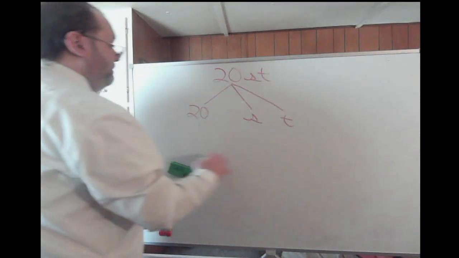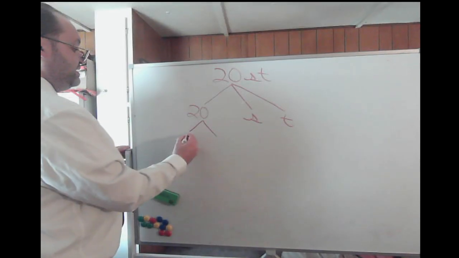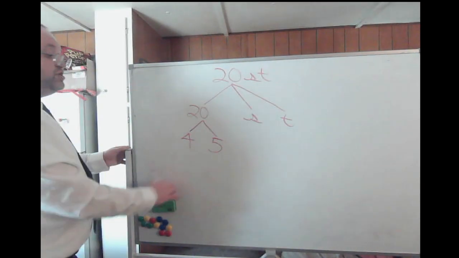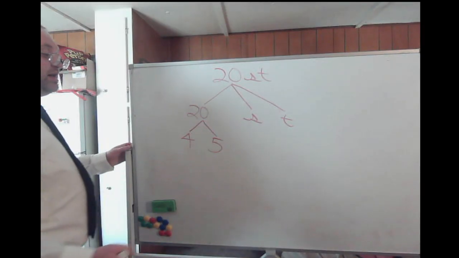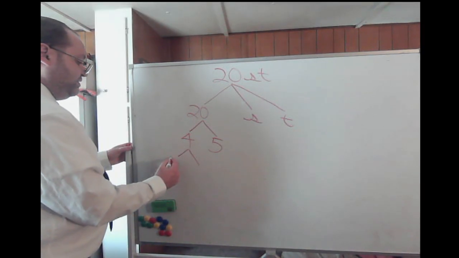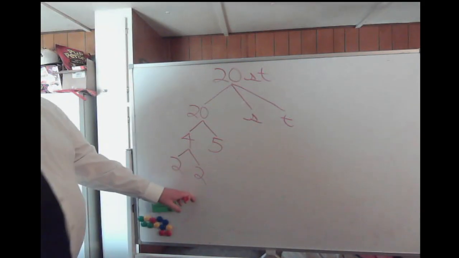We're done with that. Now, factors of 20, well, classic would be 4 and 5. Those would be classic factors of 20. Can we do anything with the 5? No, that's a prime number, but we could do something with 4. That would be 2 and 2. Can we factor the 2's any further?